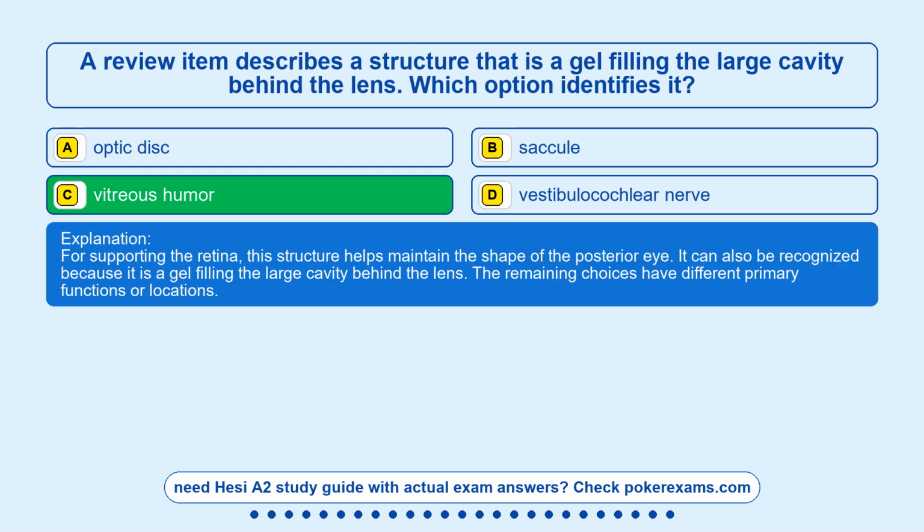For supporting the retina, this structure helps maintain the shape of the posterior eye. It can also be recognized because it is a gel filling the large cavity behind the lens. The remaining choices have different primary functions or locations.